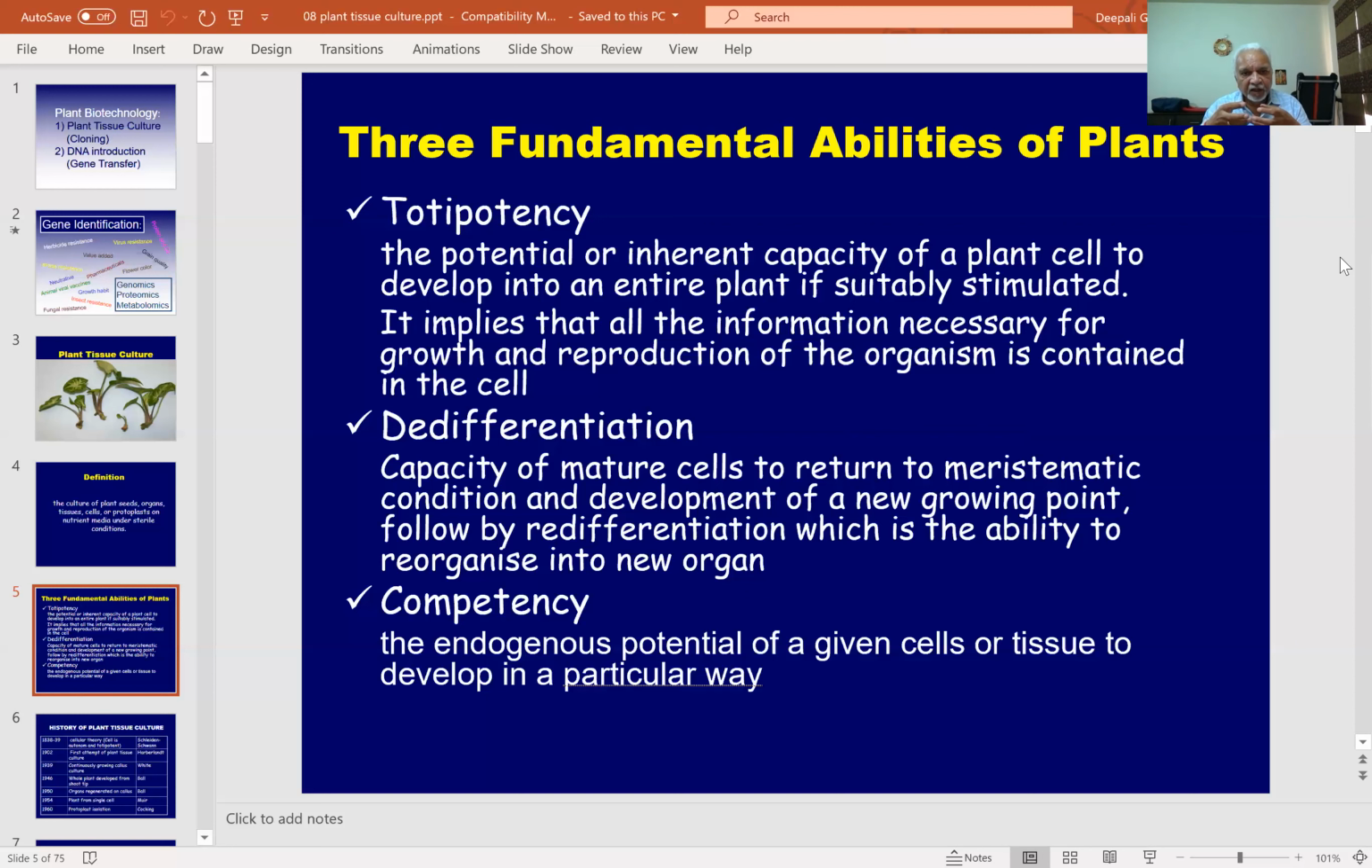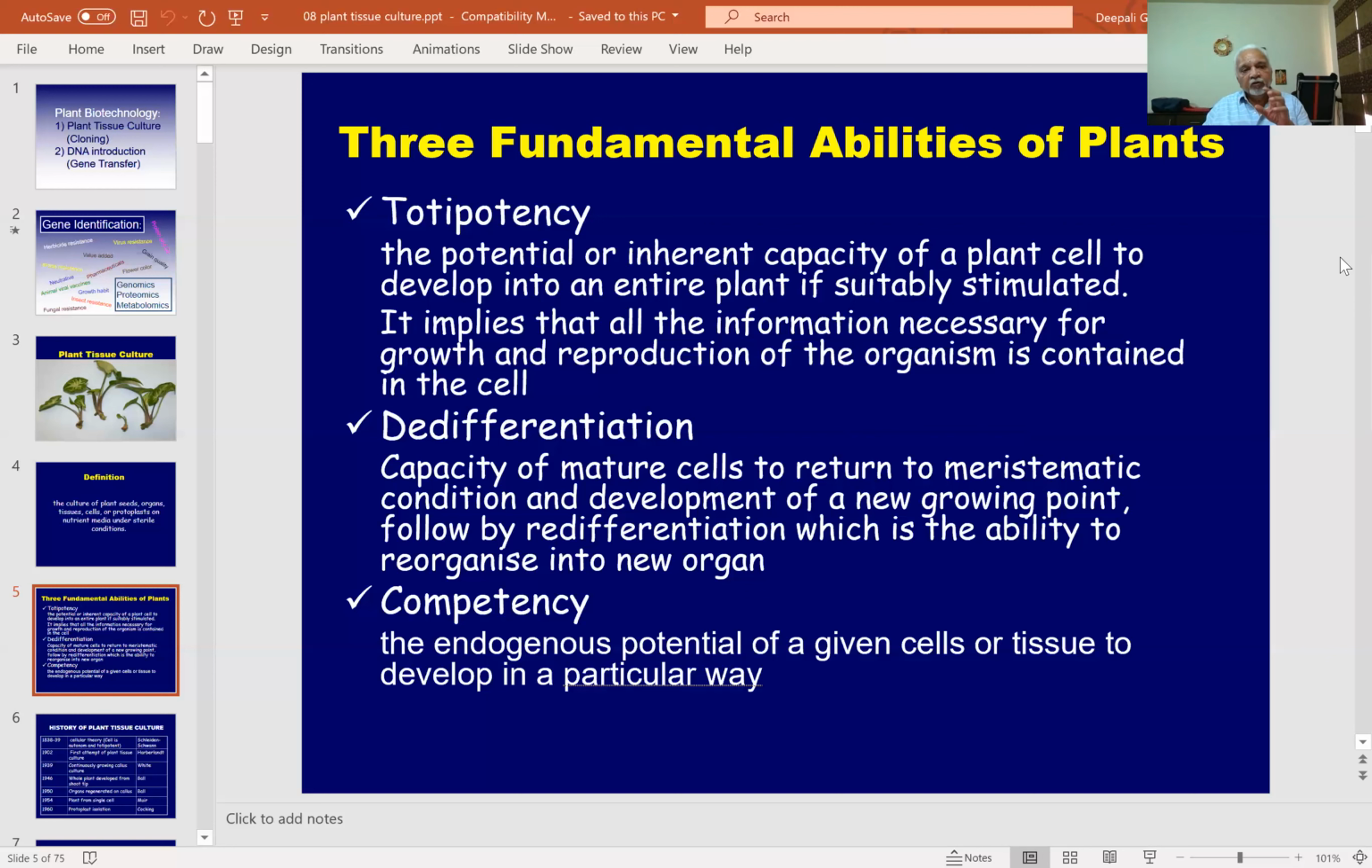The tissue cells are competent, or they always have an inherent endogenous potential, to grow or develop in a particular way. So these are the three fundamental abilities of plant cells which gave rise to this area of plant tissue culture. One, totipotency, two, dedifferentiation and redifferentiation, and then the competency of the cell, or the cell has to be competent to undergo a developmental process in a particular way.